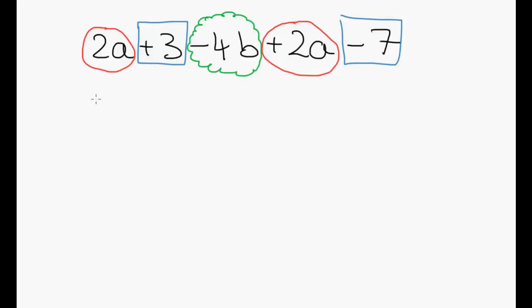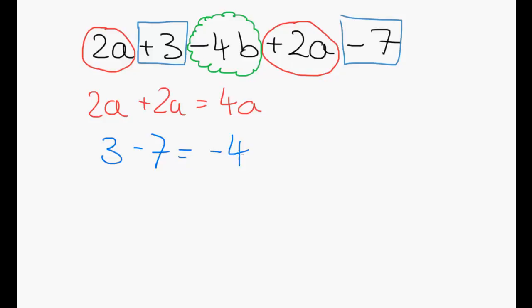So now let's combine them. The first one we have is 2a, and notice it's a plus 2a, which comes up to 4a. My second set of like terms is a positive 3 with a negative 7, so I can write this as 3 minus 7, which comes up to be a negative 4. And because we have the only term that's by itself, which is a negative 4b, we just have to bring it down.